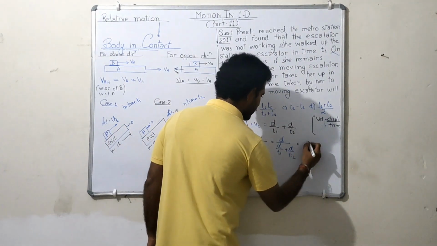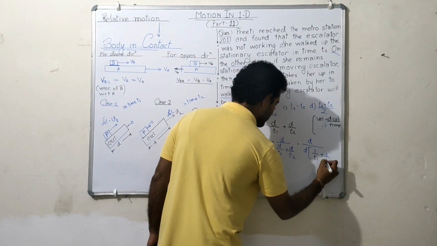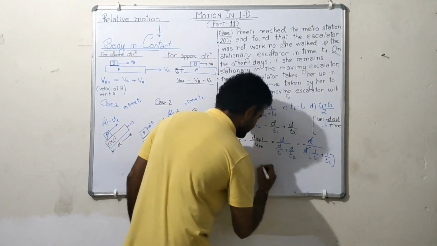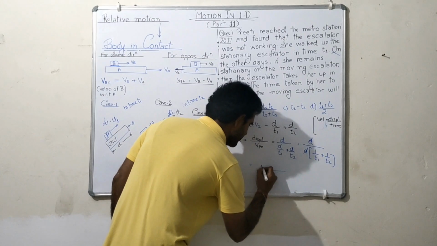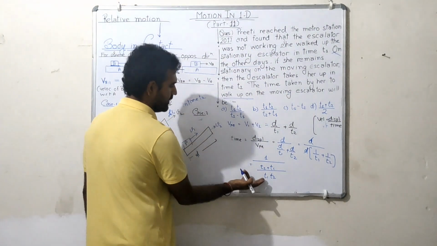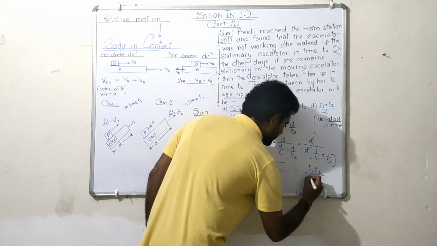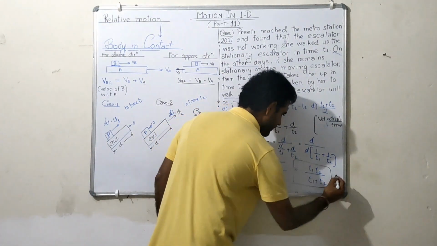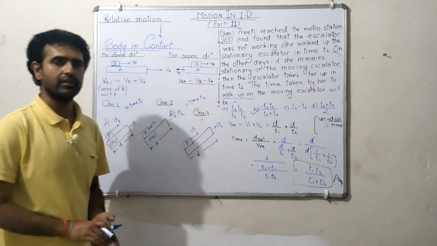Here we can take d common, so this comes out as 1 upon t1 plus 1 upon t2, right? So d and d cancel out. We can take the LCM over here. t1 t2 will be the LCM. So t2 plus t1 whole divided by 1, right? I can transfer t1 t2 upside, so this will give t1 t2 upon t1 plus t2. So this is the answer, and we hereby go by option number B. So option number B is the correct answer.